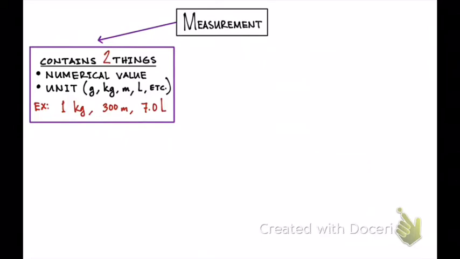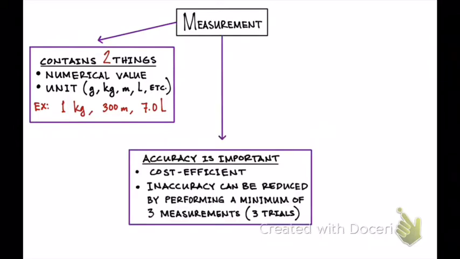In every measurement, accuracy is important. It is cost efficient. Inaccurate measurements, on the other hand, are wasteful, both in terms of resources and time. And so, in order to reduce this inaccuracy, a lab experiment is typically performed a minimum of 3 trials, which means you would make multiple separate measurements, and then statistical analysis is used to show how accurate and reliable your measurements are. You look at things like the average and standard deviation.